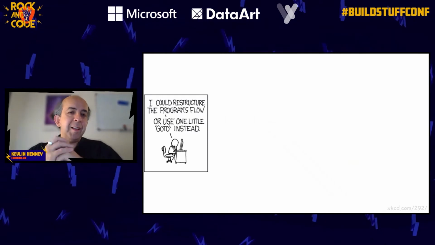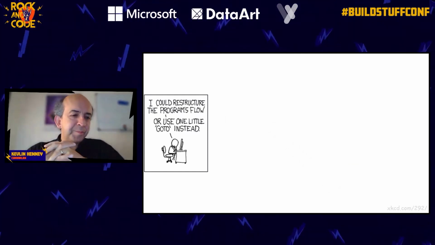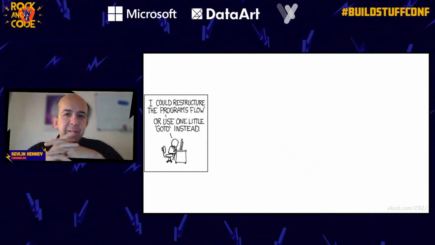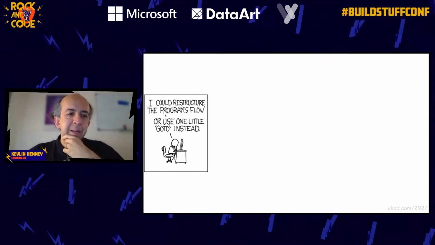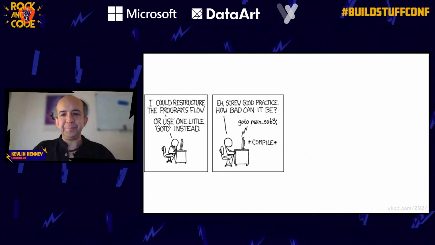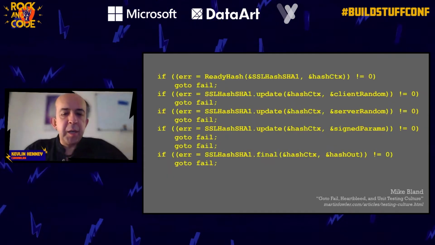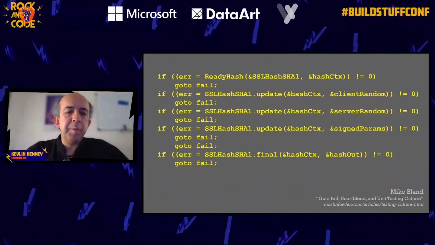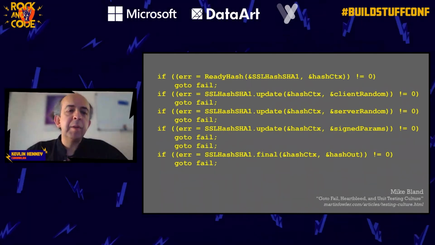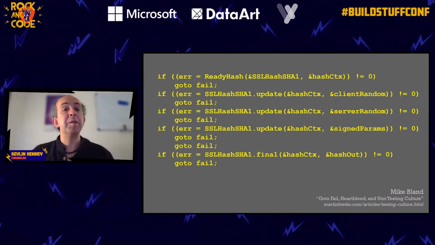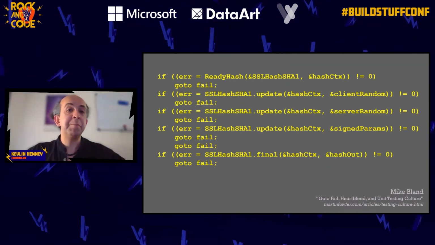So back to XKCD. "I could restructure the program's flow or use one little go-to instead." "Yeah, screw good practice. How bad can it be?" That's go-to. How bad could it be? Six years ago, we were hit with a couple of SSL-related security breaches, both of which came from bugs. You see, there's a very strong relationship between bug and security issue.